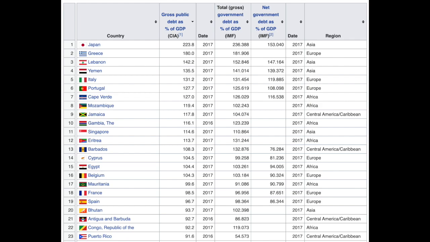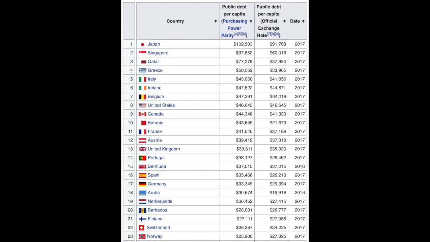And the other way to look at this is to see gross public debt as a percentage of GDP. These numbers are a little bit different. So here you see Japan and Greece and Lebanon and Italy, having a lot of public debt. The other way to look at this is per person, or per capita, right? Even Norway shows up on this. I've heard Norway has a surplus, but here it's showing public debt even.